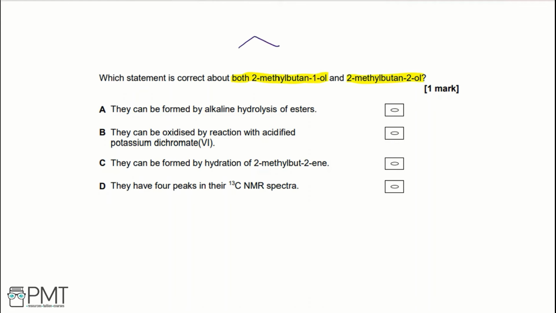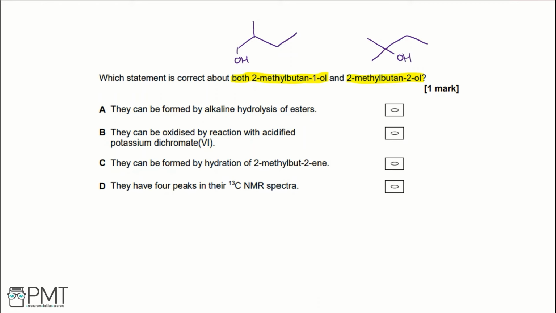We need a 4-carbon chain for both because of butanol. Then we need a methyl group on carbon number 2 for both of them. And we need an OH group on carbon number 1 and then carbon number 2. So here we have our 2 structures. And now let's work through each statement.